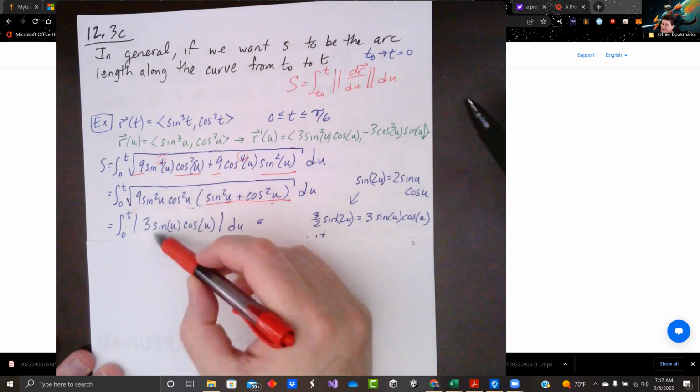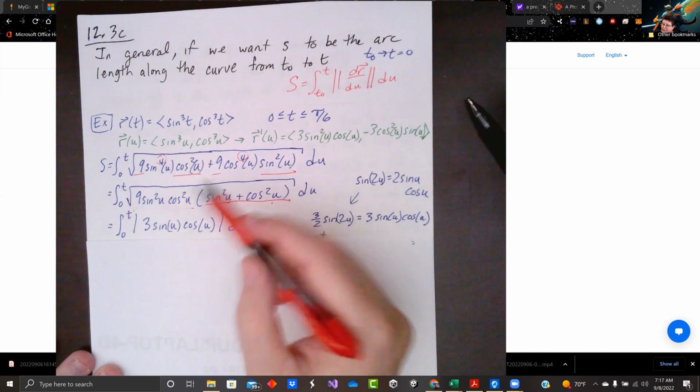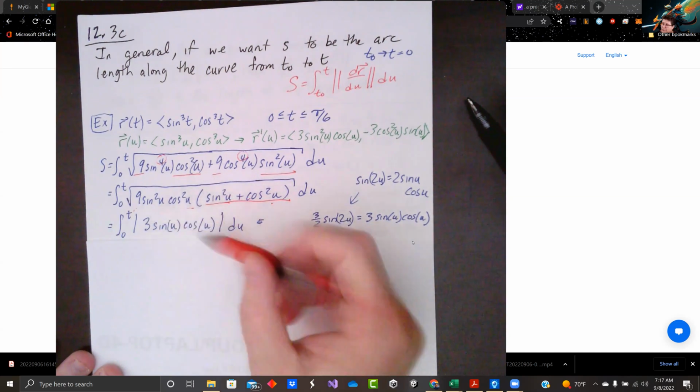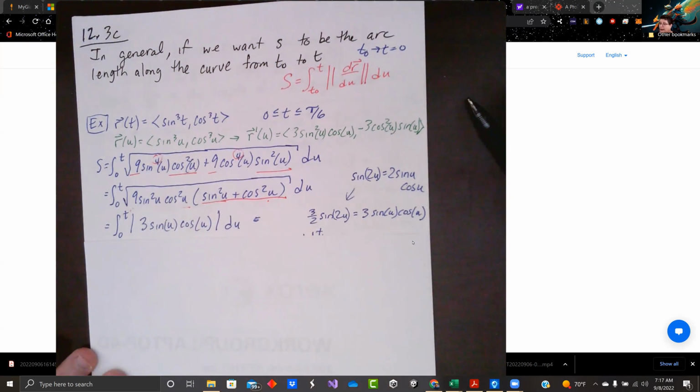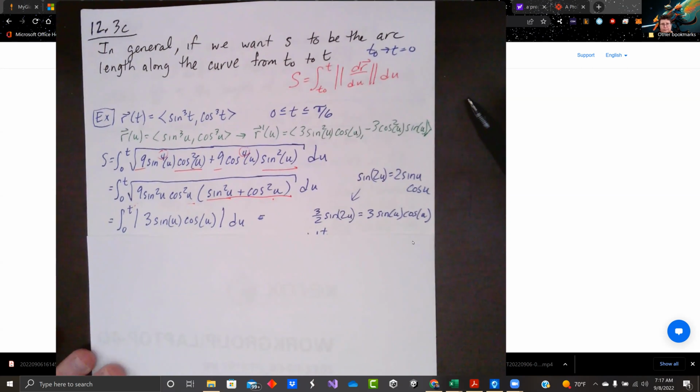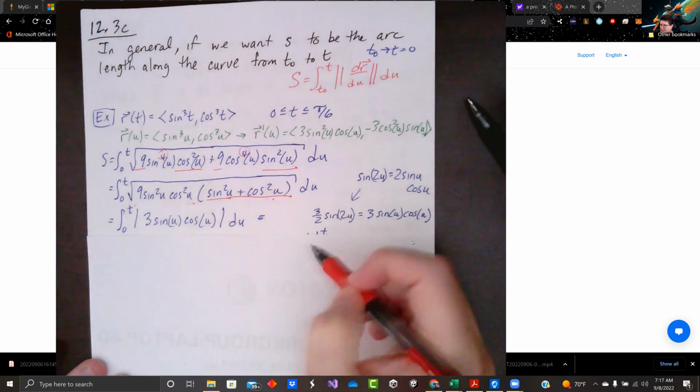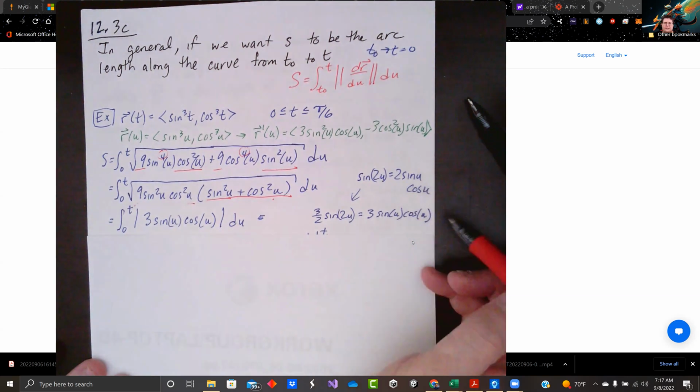All we have left is that. The square root of this is 3 sine u cosine u. Everything was a squared term, so we want to make sure we're using the positive values. We're going to do the absolute value. I have sine u cosine u. This shows up in the double angle formula for sine.